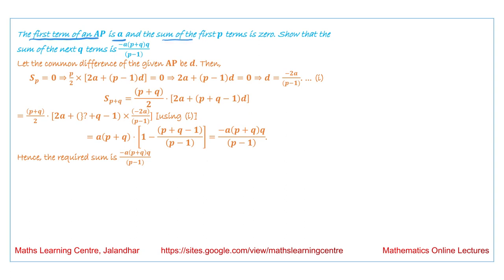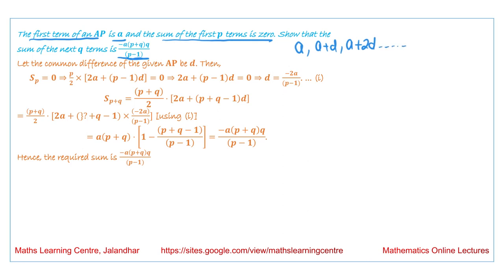Next is, the first term of an AP is A. The sum of the first P terms is 0. We have to show that the sum of the next Q terms is this. So we are talking about the first term of the AP, it is A. The next term is A + D. Next it is A + 2D, and so on up to.